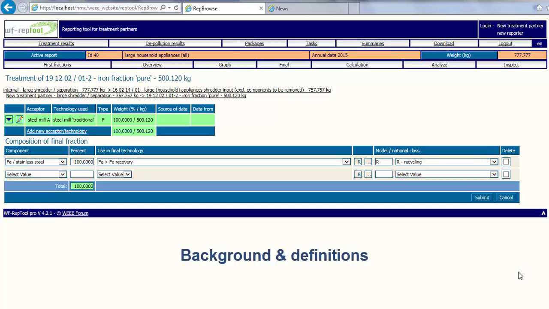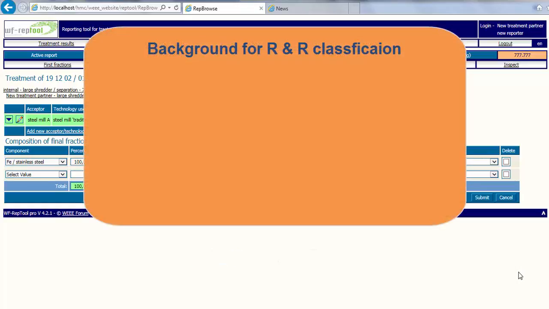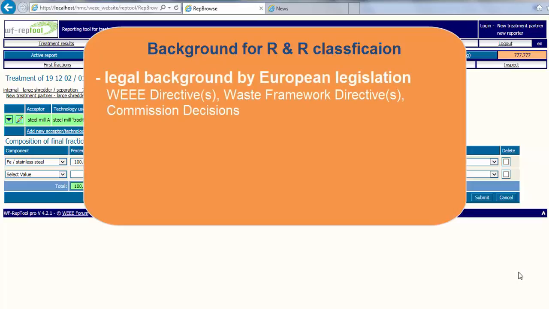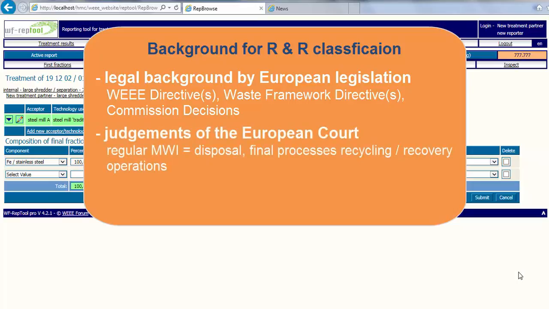Background and definitions. For answering the question what to count to recycling and recovery, we, as the RepTool expert group, followed the legal background given by the European legislation, like the WEEE Directive, the Waste Framework Directive, but also Commission decisions. We considered applicable judgments of the European Court, like to consider a regular municipal waste incineration plant as disposal, or the case law of Maya Perry to consider only final treatment processes as recycling or recovery operations.